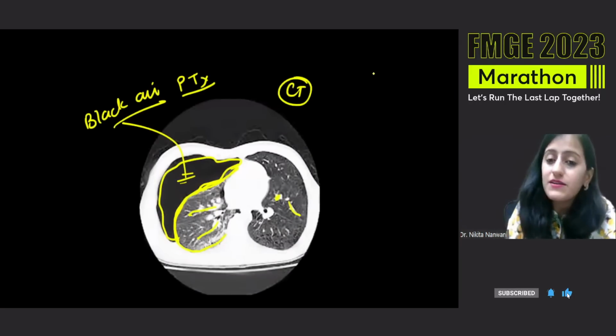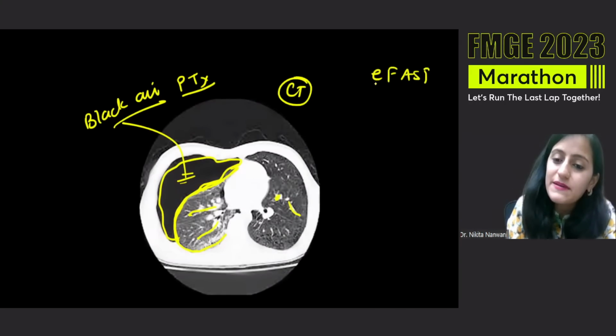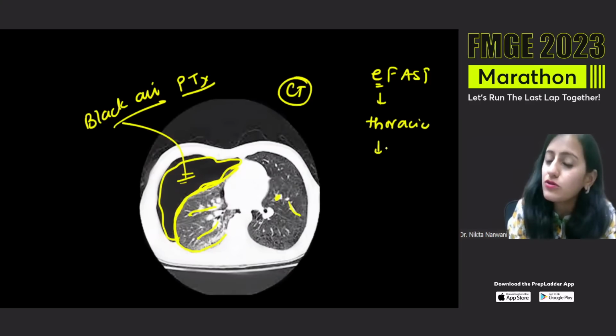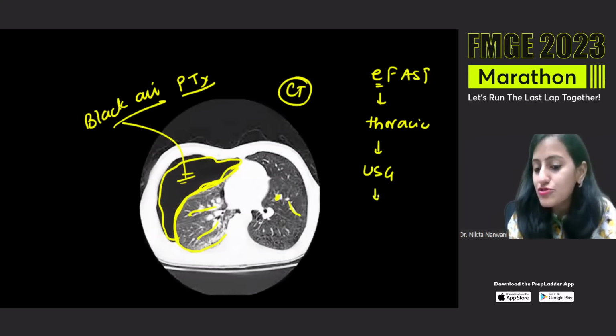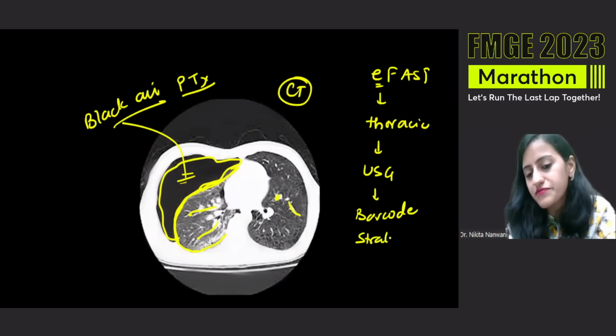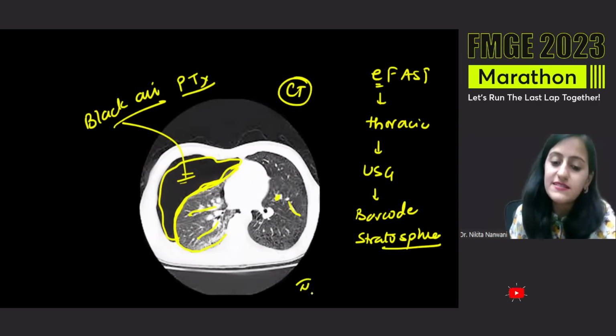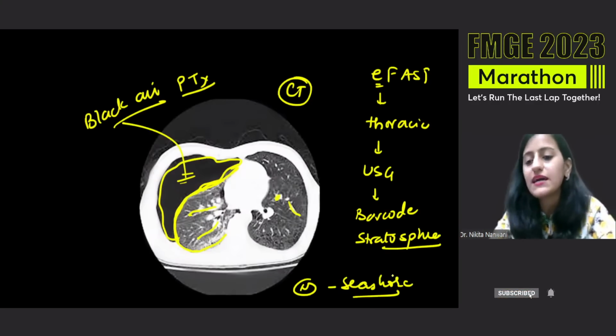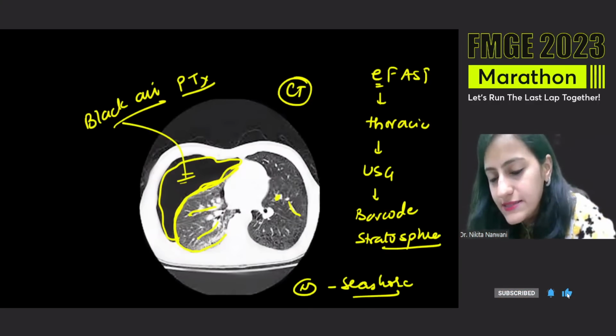What sign do we see in E-FAST? The M mode of ultrasound. E-FAST has been extended to include the thoracic cavity. Another important question. E-FAST is ultrasound. We see the barcode or the stratosphere sign. Remember, we see the barcode or the stratosphere sign. The normal is the seashore sign. Seashore sign is normal.